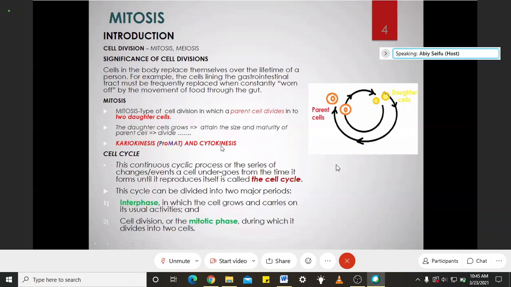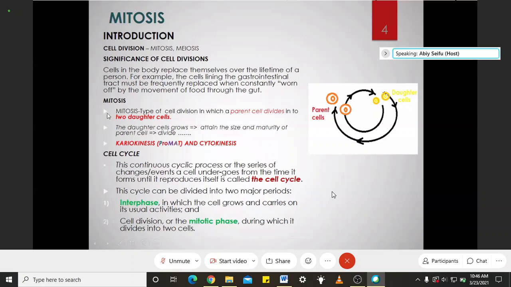Now, the significance of cell division. Cell division in general is important during embryogenesis. As you can see, during embryogenesis, cells divide starting from the fertilized egg. The fertilized egg will multiply and give rise to millions of cells, which later differentiate and form the organs and systems of the body.